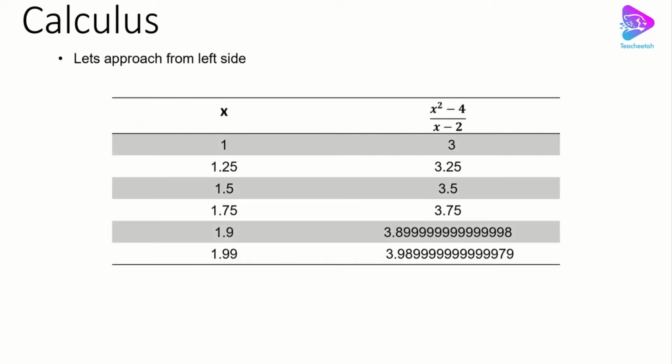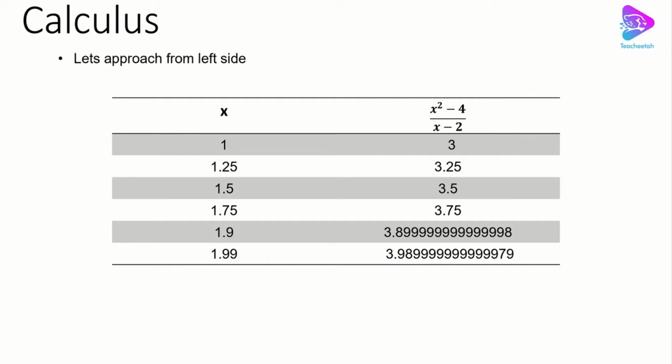Let's try it from the left side. If we try it from the left side, we will see that if I plug in x equals 1, the answer is 3. If I plug in 1.25, the answer is 3.25. If I plug in 1.5, again I'm approaching 2, and the answer is gradually approaching 4. So if I plug in 1.75, the answer is 3.75. If I plug in 1.9, the answer is going to be 3.8 all the way to 8.